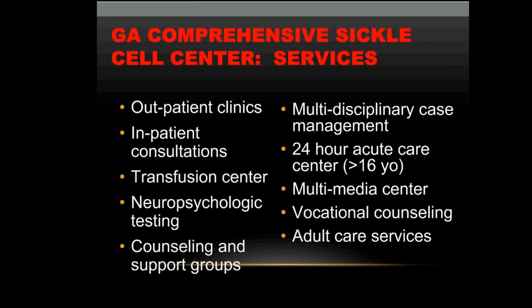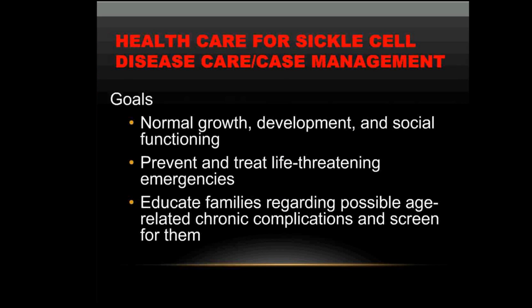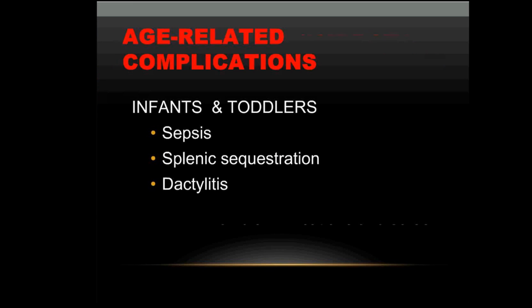I'm on the team, and these are some of the other services provided by, for example, the Comprehensive Sickle Cell Center. Now think about it, neuropsych testing. If you're having many strokes from having sickle cell, obviously your brain can be affected. That's something we need to think about. What else is going on with these patients other than just what we always know about, which is the pain? And again, some of the goals: we want normal growth, development, and social functioning. We want to prevent and treat life-threatening emergencies, and we want to educate families regarding possible age-related chronic complications and make sure that we keep screening for them.